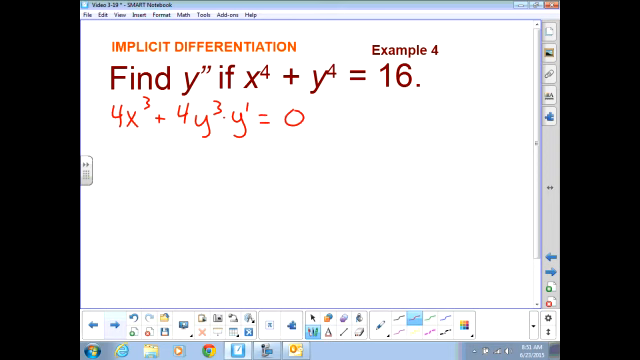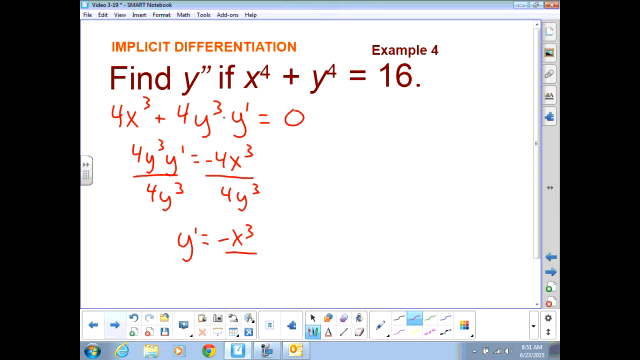So we'll get y prime by itself. This will give us 4y cubed times y prime equals negative 4x cubed. And divide the 4y cubed over. We'll have y prime equals, 4 and 4 will divide to 1, so we just have negative x cubed over y cubed.